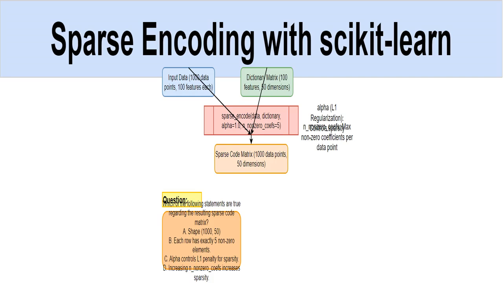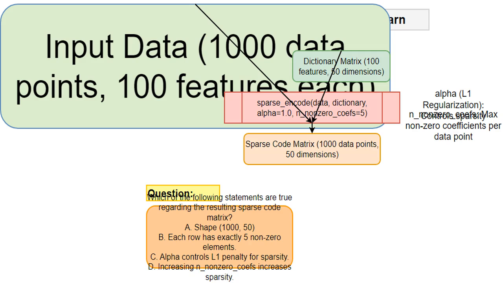I'm using scikit-learn's sparse encode function to find a sparse representation of my data. It's like finding the most important ingredients in a recipe. Instead of using all of them, I select only the key ones to capture the essence of the dish. I have 1,000 different data points, and each one is described by 100 different features. Think of it like having 1,000 people, each with 100 different characteristics like height, weight, age, etc. I want to represent these characteristics using less information.